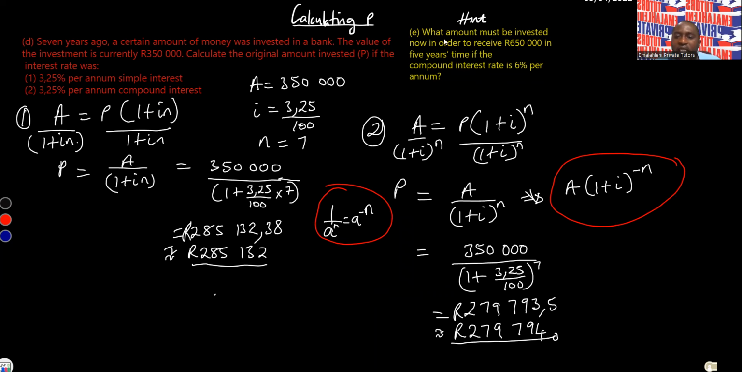Now let's look at E. What amount must be invested now in order to receive 650,000 in 5 years' time if the compound interest rate is 6% per annum? So what you're dealing with here is the same as number 2. You are just solving it as number 2, because we are using the compound formula, and you're going to use this formula here.